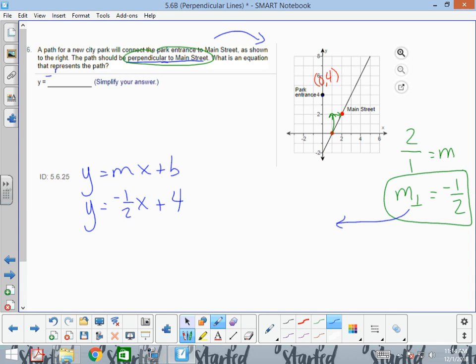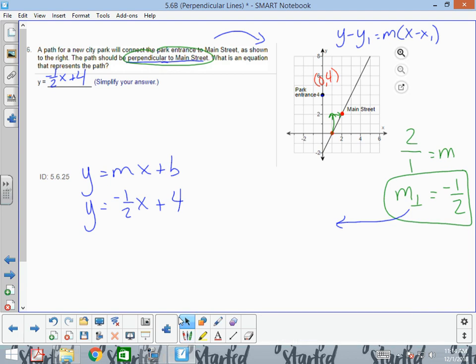So they already have the y equals for us. All we have to do is type -1/2 x plus 4. So remember, if this park entrance or whatever that point is it's going through is not the y-intercept, then you have to use point-slope form. Okay, so point-slope form is when there's not a y-intercept.